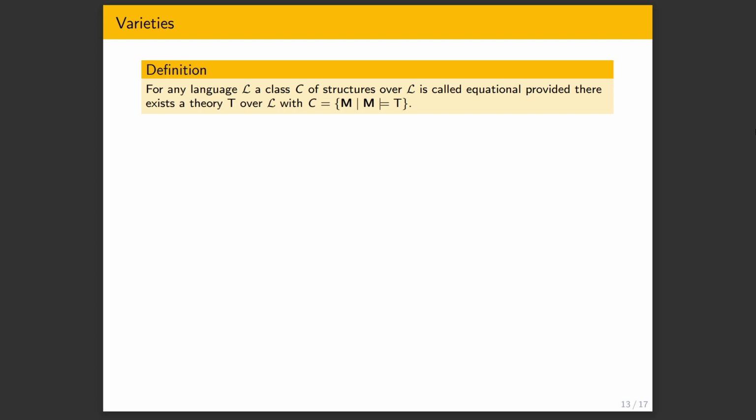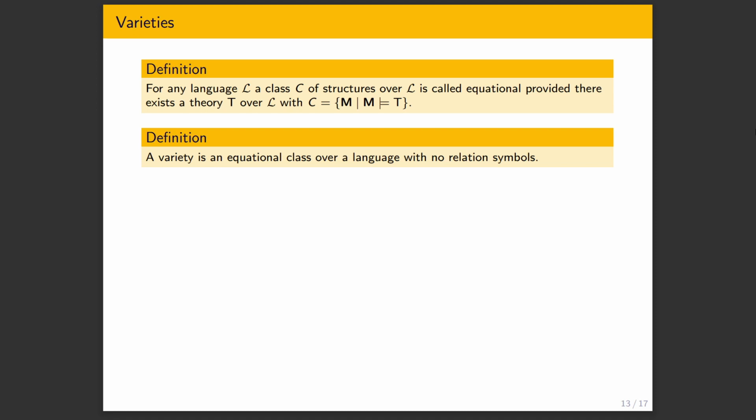And so, maybe what's the point of studying equational classes? Well, they're pretty intuitive objects, as the name says. Equational classes are classes which are given by equations. So we're kind of studying the equations by studying the classes which arise out of them in some sense. But when we do this in universal algebra, we get what's called varieties. So a variety is an equational class over a language with no relation symbols, so over a language that gives algebraic structures.